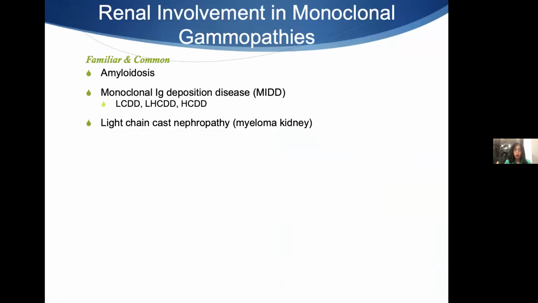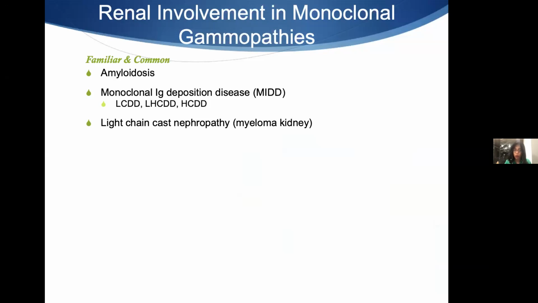We know that we have common entities in what we consider renal involvement in monoclonal gammopathies, like amyloidosis, like monoclonal immunoglobulin deposition disease, what we call MIDD, whether it's light chain, whether it's light chain and heavy chain, or heavy chain. And we know light chain causes nephropathy, which is myeloma kidney. These are the ones which are familiar, and these are the ones actually which are relatively common that we see in the majority of our patients.